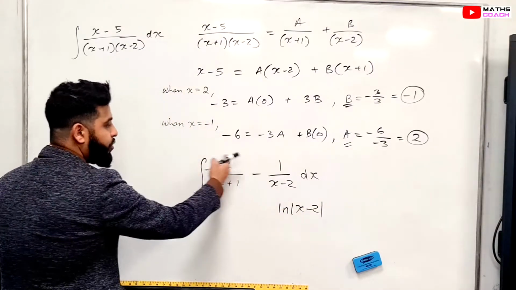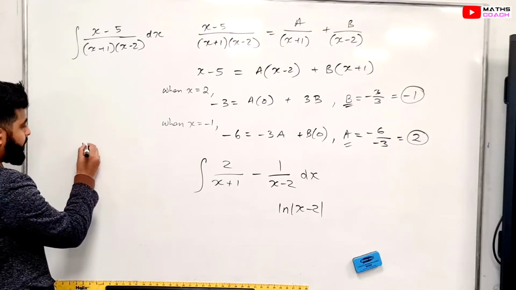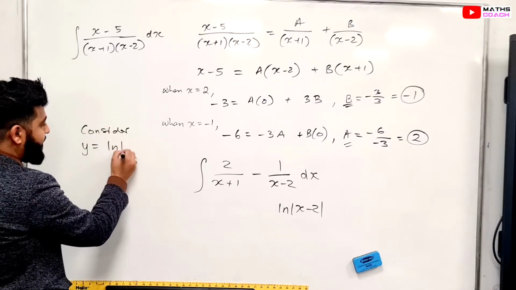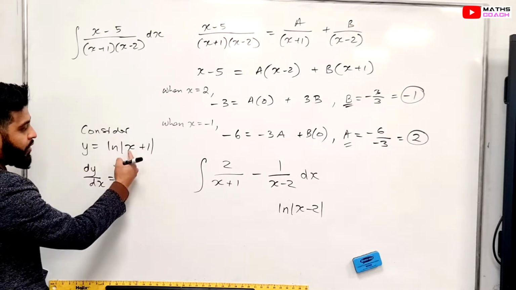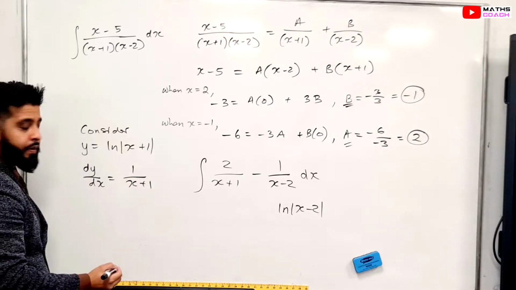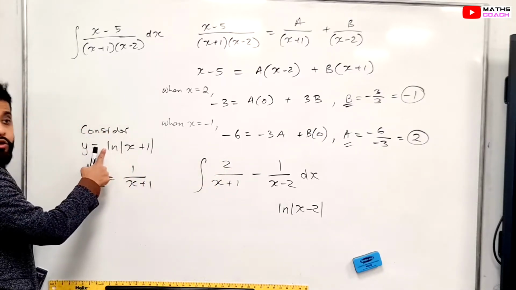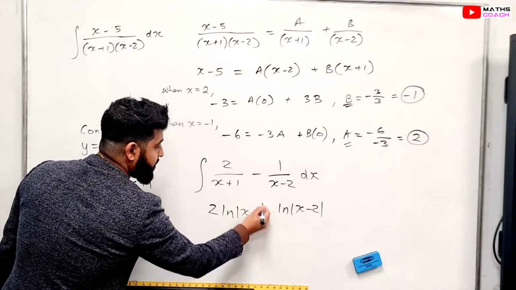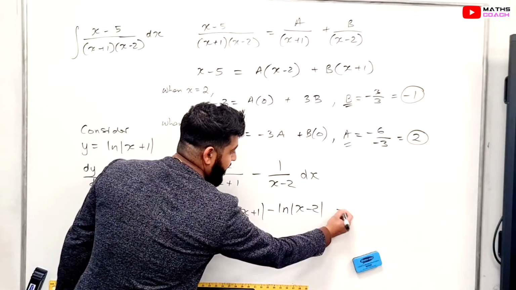However, for this one, you should use your consideration, your reverse chain rule, yeah? So let's quickly do that. So we are going to consider y is equal to ln x plus 1. And when we differentiate that, what do we get? We get the differential of this, which is 1 over x plus 1. And as you can see, we need a 2 here, so we're going to multiply this by 2 when we integrate, okay? So it's going to be 2 ln x plus 1. Right, so this is what we have, and we can write our plus c here.